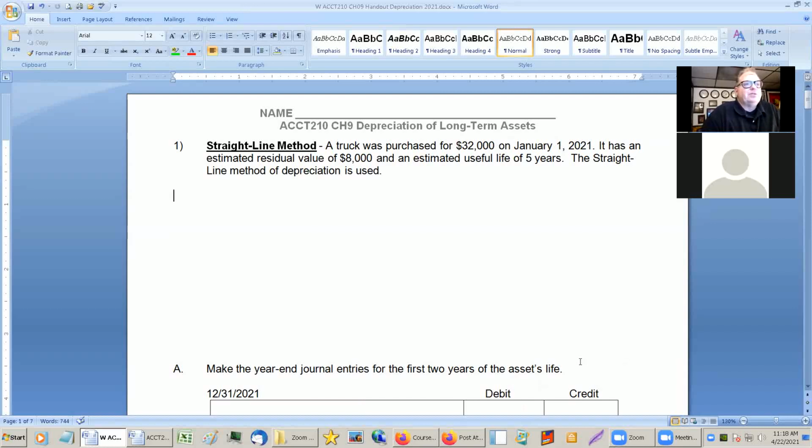All right, so let's go ahead and start on straight line. Okay, so a truck was purchased for $32,000. The residual value, okay, we just talked about that, and let me put all this stuff up here, and then I'll talk about it. So at the end of its life, in 5 years, we estimate that this truck will have a value of $8,000. Now, you might be wondering, both of these are estimates.